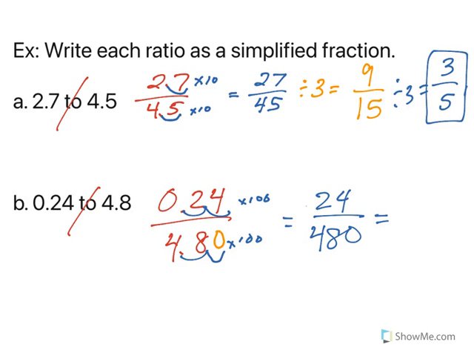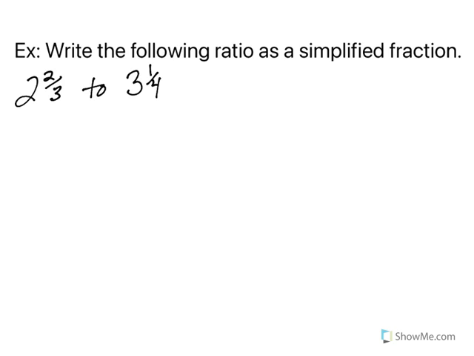Now, 24 and 480 are both reducible by 24. So 24 divided by 24 is 1, and 480 divided by 24 is 20. So this simplifies to 1/20. And let's do one more. What if we have mixed numbers? Oh man, look at the excitement.